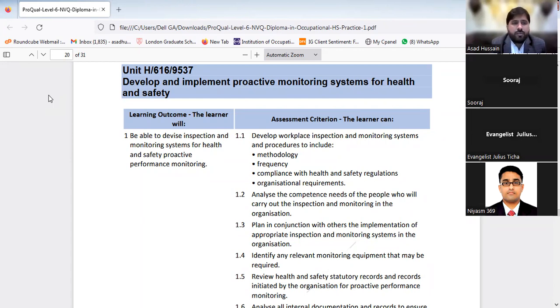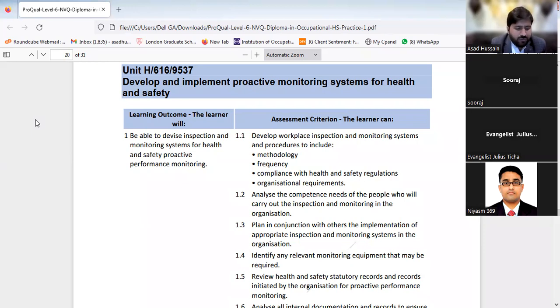Starting from learning outcome 1: be able to devise inspection and monitoring systems for health and safety proactive performance monitoring. As I have discussed with you, when it comes to proactive monitoring, we have different tools or methods. We have safety inspections, and other than safety inspections, we have safety surveys, safety sampling, and safety tours. To complete this learning outcome, we have to complete these 8 assessment criteria.